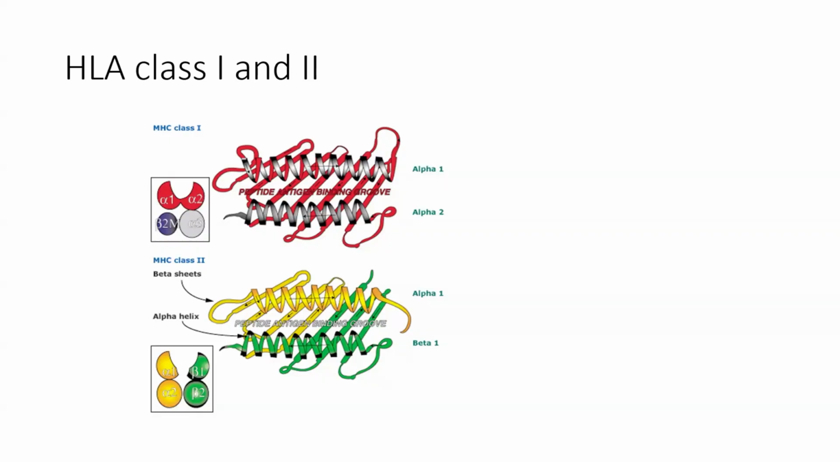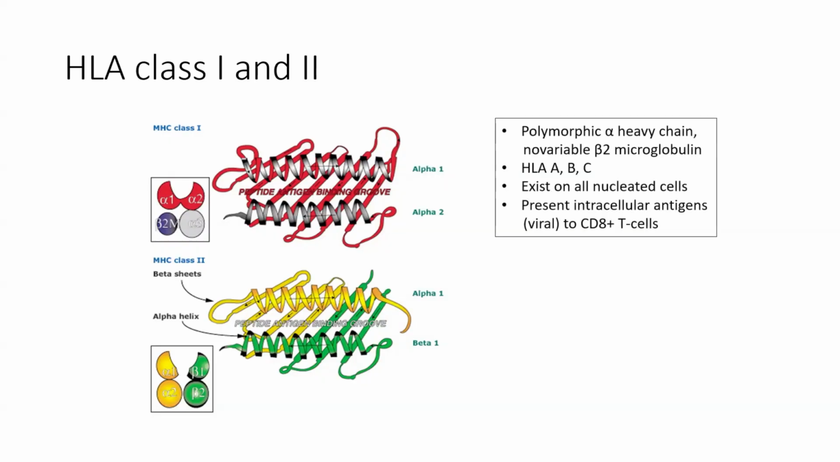These are the molecular structures. You don't really have to know them. Just know that there are two classes, one and two. Class one is found on all nucleated cells. So there are cells that don't express it.